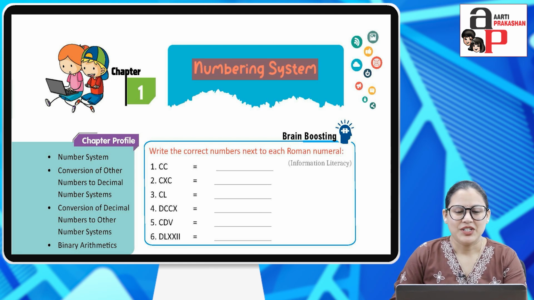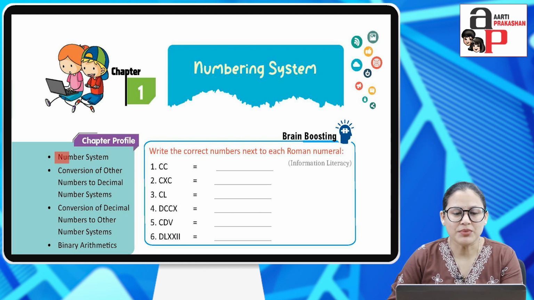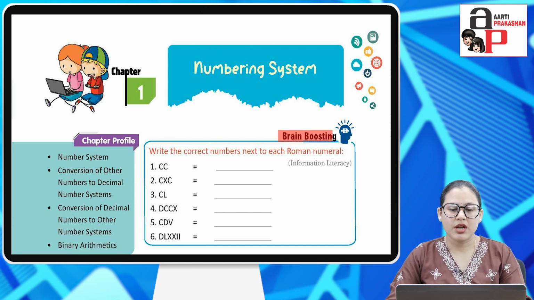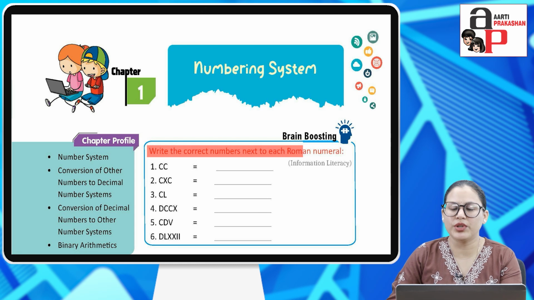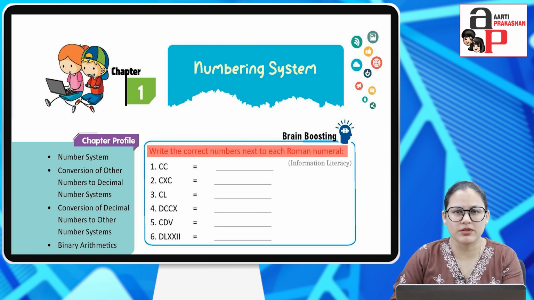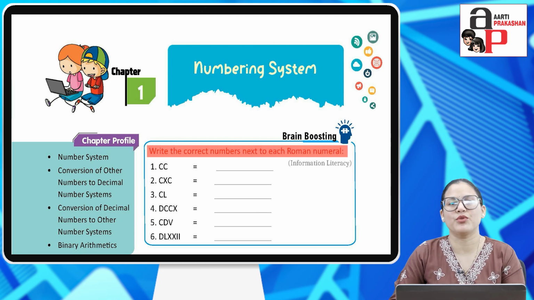Chapter profile: number system, conversion of other numbers to decimal number systems, conversion of decimal numbers to other number systems, and binary arithmetics. First, brain boosting: write the correct numbers next to each Roman numeral. I guess everybody knows that. Everybody is familiar with Roman numerals.